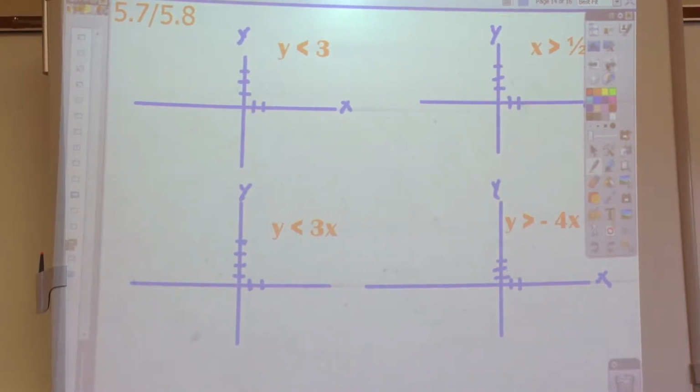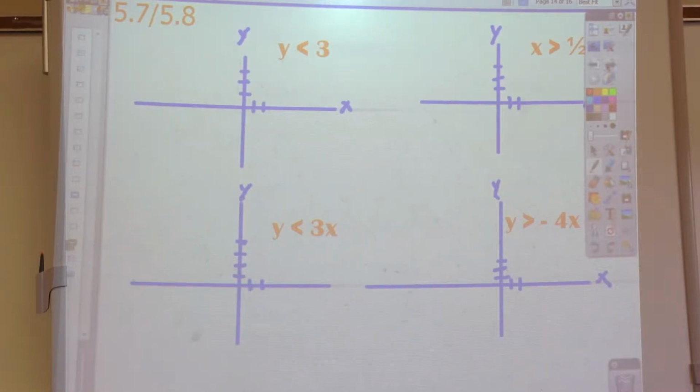Today I'm going to talk about both 5-7 and 5-8. In section 5-7 we are going to graph linear inequalities, and in 5-8 we are going to graph systems of linear inequalities. So let's start with 5-7, just graphing linear inequalities.